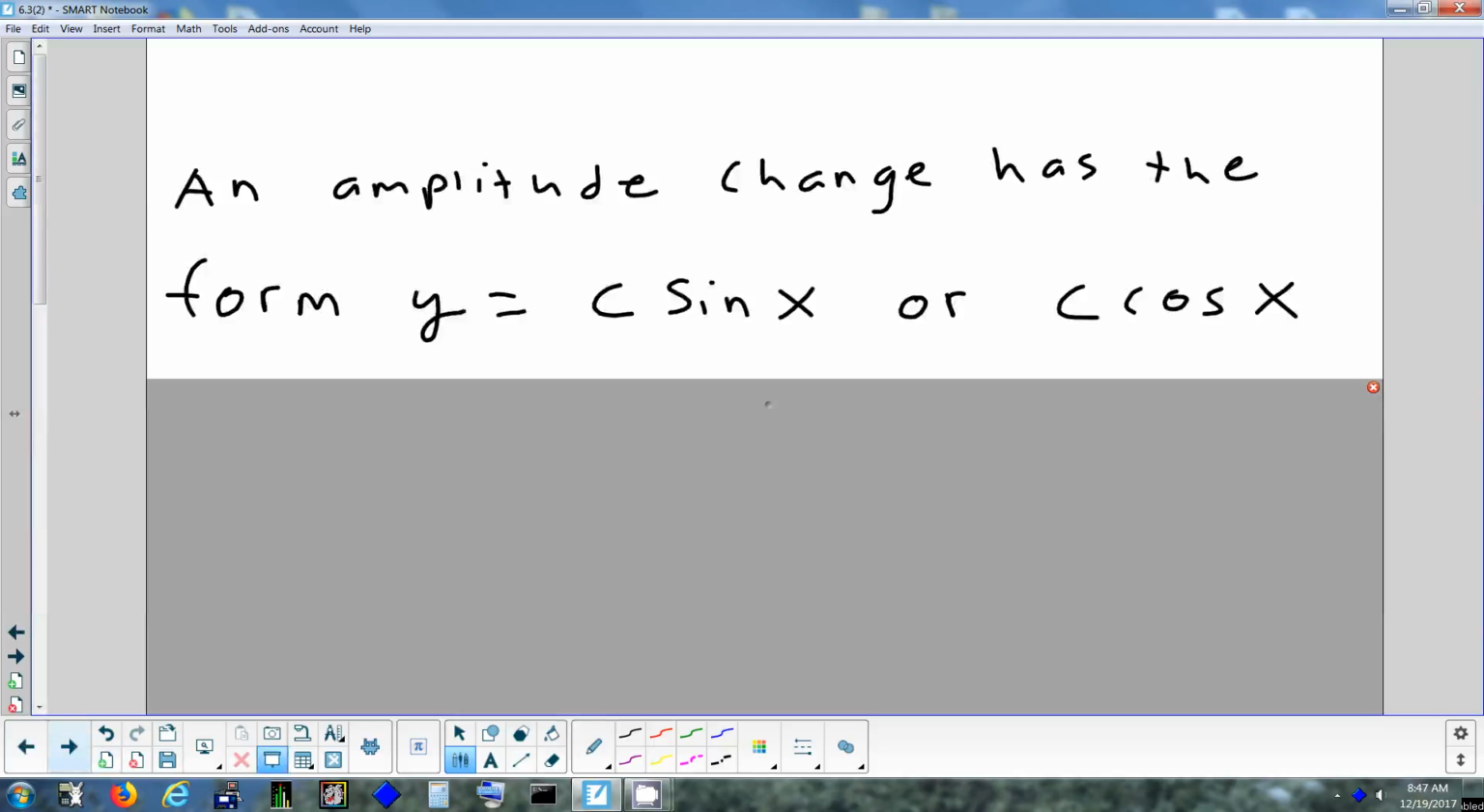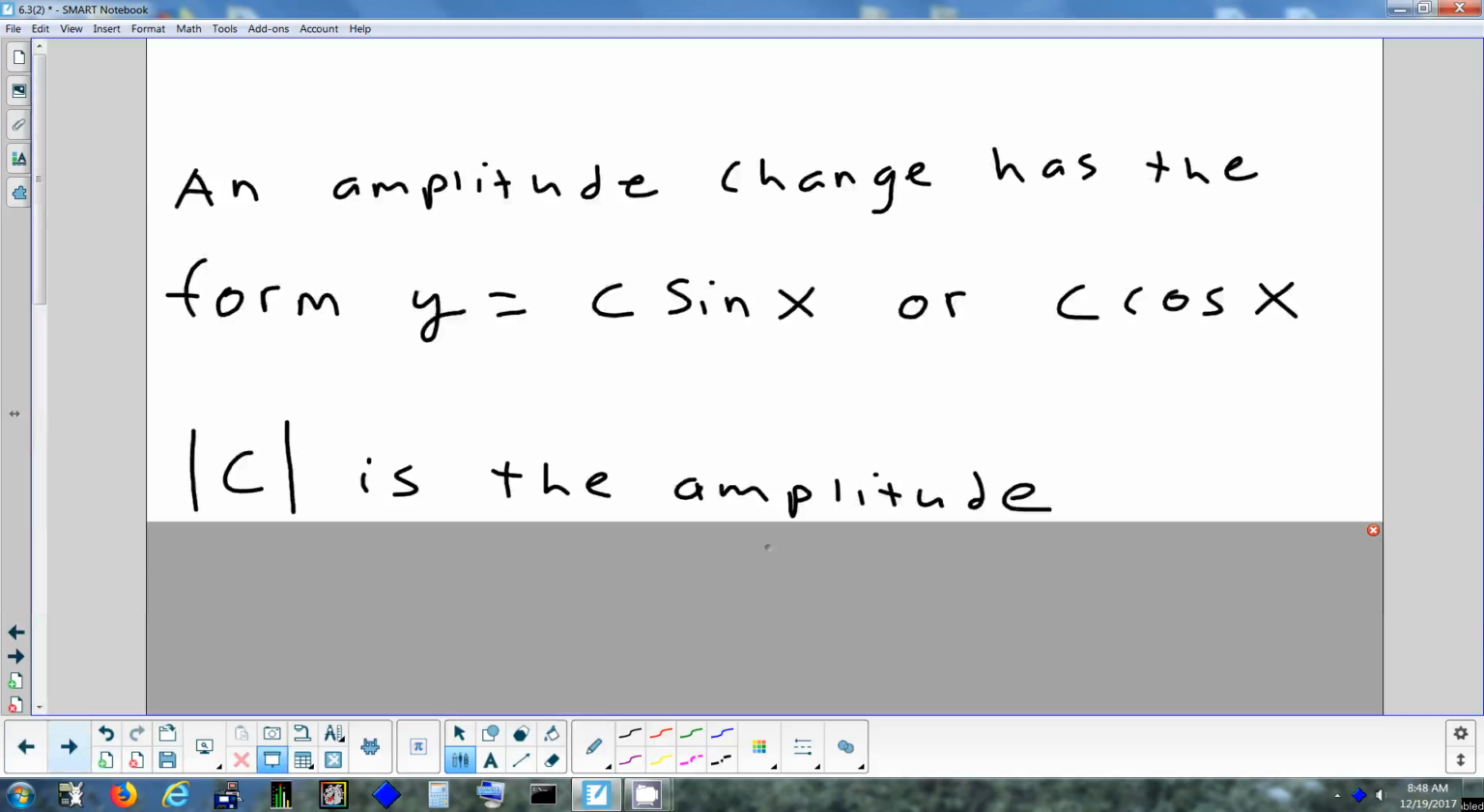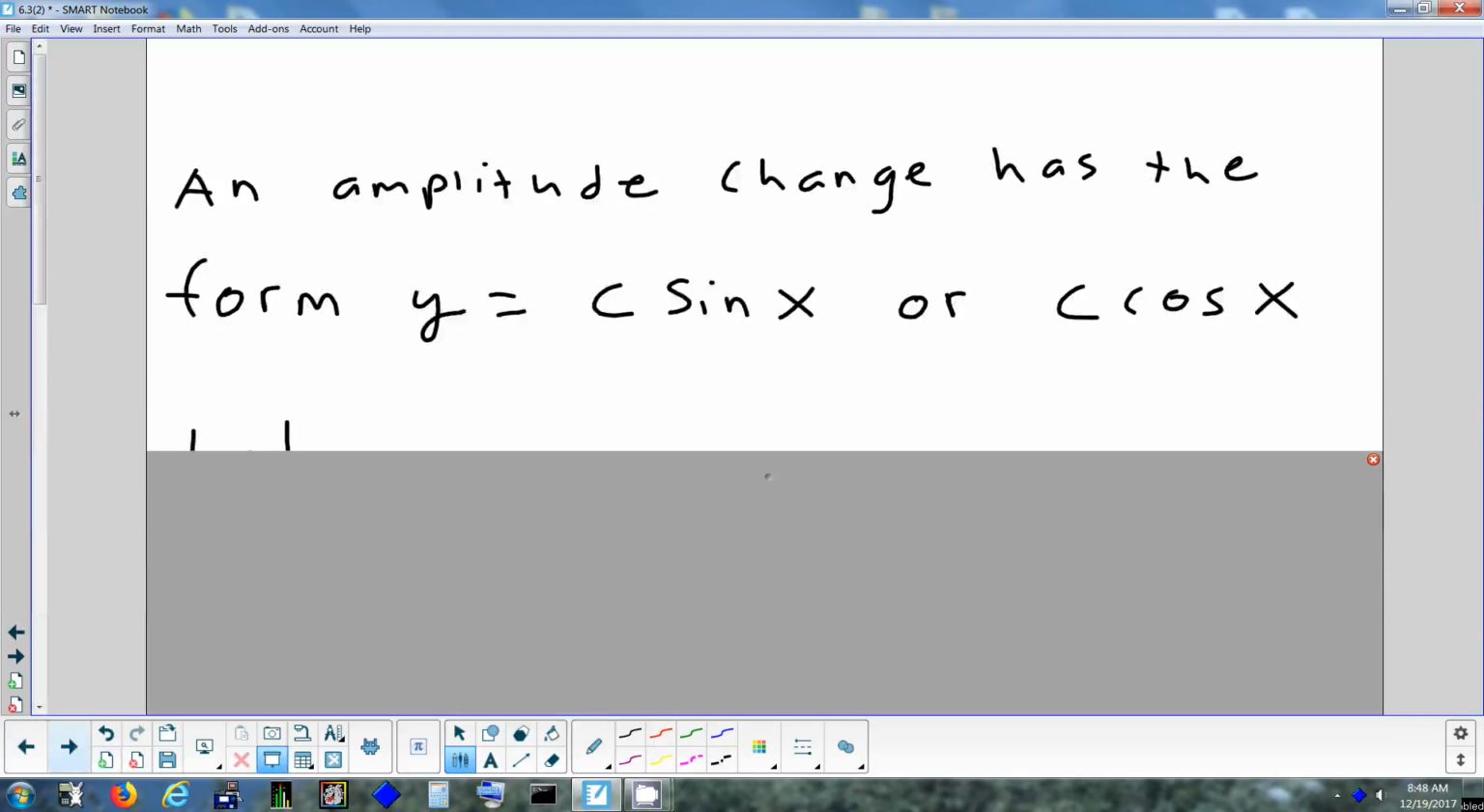Both stretches that we look at today always involve multiplying. Where you multiply controls whether it's horizontal or vertical. If you multiply outside the function, that's a vertical stretch.